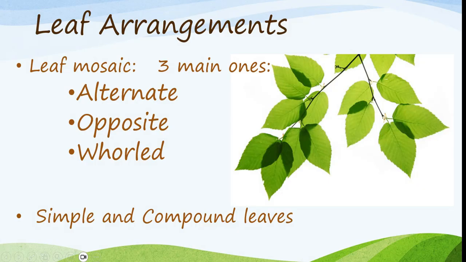All right, let's look at leaf arrangements. Okay. Leaf arrangements are also known as the leaf mosaic. I believe your book probably refers to it as leaf mosaic. And there are three main ones: alternate, opposite, and whorled. Now, when springtime comes, take notice of different plants that are coming out with their leaves and try to see if you can tell what kind of mosaic they have. And we're going to be looking at the other parts of leaves too.